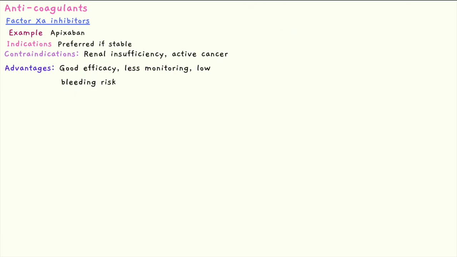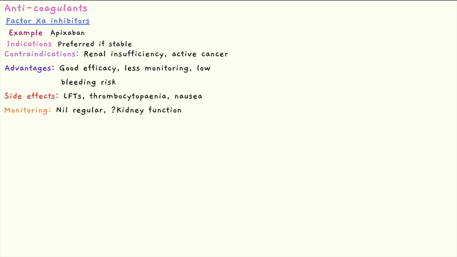So the first group are factor Xa inhibitors, for example, apixaban. Now these are probably the most common type of anticoagulation that you can give. Usually give it if the patient is stable and has no contraindications, for example, renal insufficiency or active cancer. The advantages are that it needs less monitoring, and it has a low bleeding risk. Remember, whenever you anticoagulate, you are thinning the blood, so there's always going to be some bleeding risk, but it's important to make sure it's not too high.